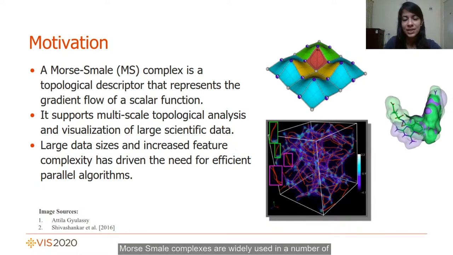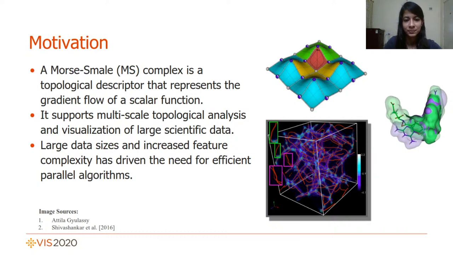Morse mail complexes are widely used in a number of application domains, such as cosmology, biology, and material science, to name a few. In order to combat the exponential growth in data and increasing feature complexity, it becomes essential to devise efficient parallel algorithms for the computation of this descriptor.